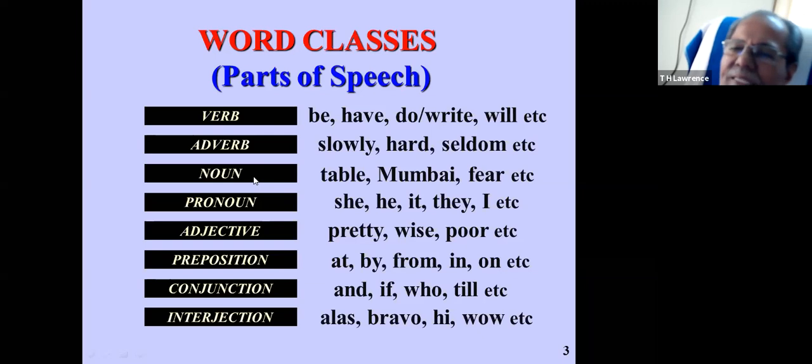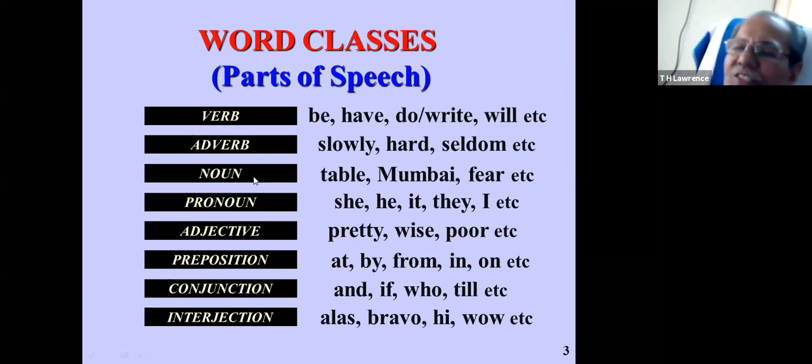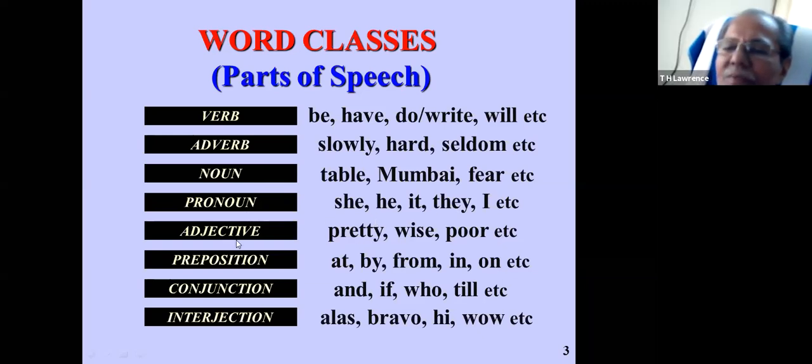A noun is the name of anything that is concrete or abstract. See, table, Mumbai, fear. Here you will find fear as abstract. You cannot find a physical form of fear, so we call it abstract. Now, a pronoun is a word that stands for any noun. Now, an adjective is a word that adds more information to a noun, or that qualifies a noun.